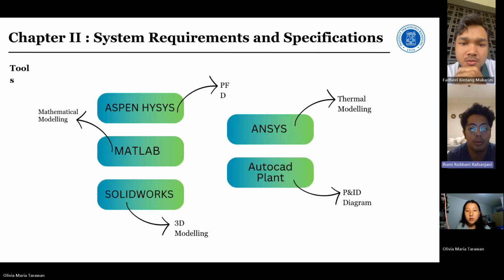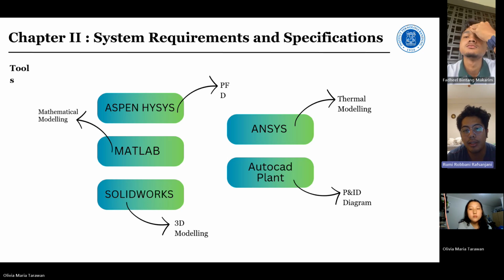Now these are all the tools that we use to develop all of our simulations and optimization. Aspen HYSYS for the PFD, MATLAB for the mathematical modeling and optimization, SolidWorks for each and every component of our models, ANSYS for thermal modeling, and then AutoCAD Plant for the P&ID diagram.